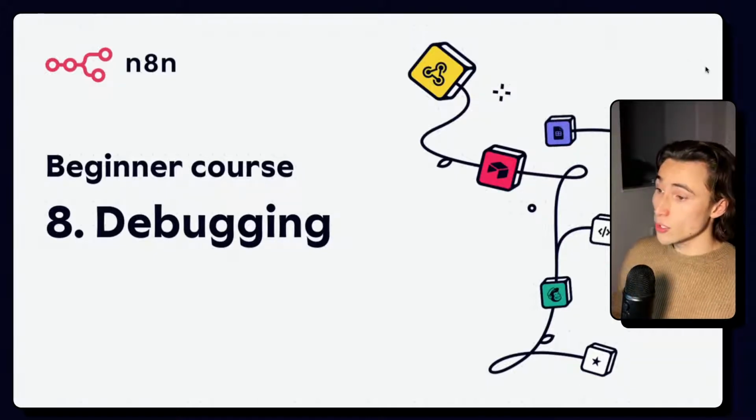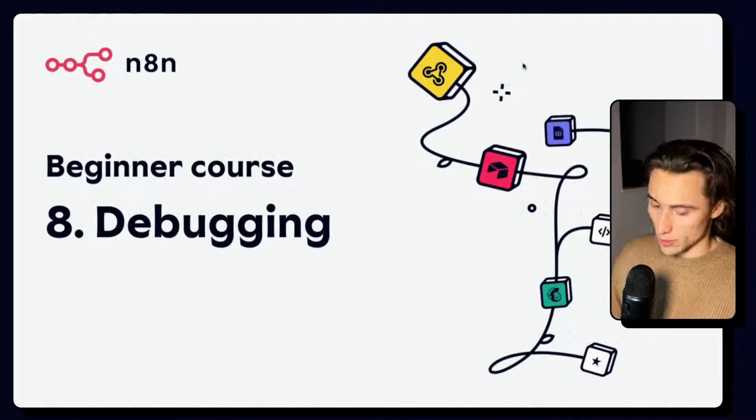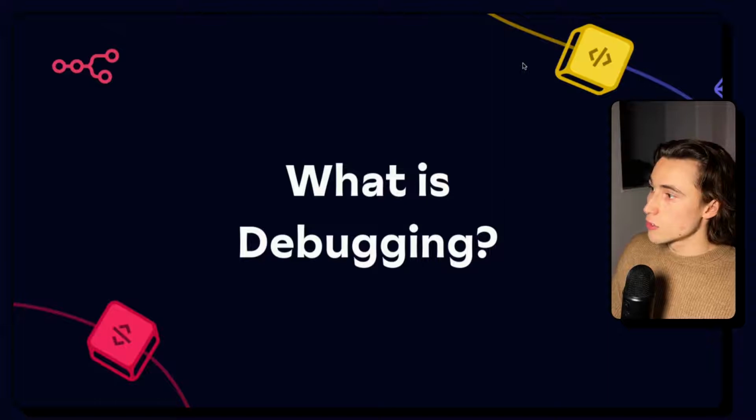So in the previous video, we talked about error handling, how sometimes workflows, when they are pushed to production, when they are activated, can encounter errors, and debugging is the process of fixing those errors and making sure that they don't happen again. So let's start by talking a little bit about what debugging is and why it's an important skill to master.